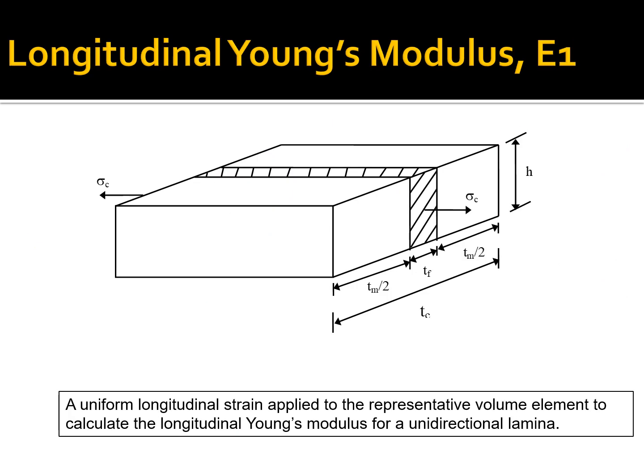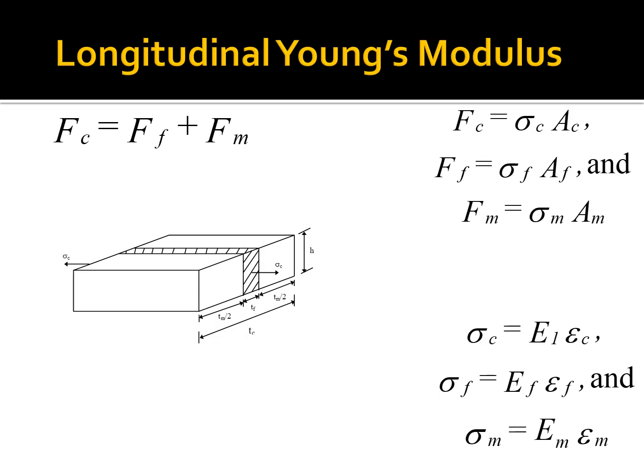In order to find E1, we're going to stretch in the direction of the fibers, which will be just here. So we're going to apply a uniform longitudinal strain on this representative volume element to calculate E1. Let's see what happens there. The normal force in the composite will be equal to the normal force in the fiber plus the normal force in the matrix, which makes sense because the force is taken by the matrix and by the fiber.